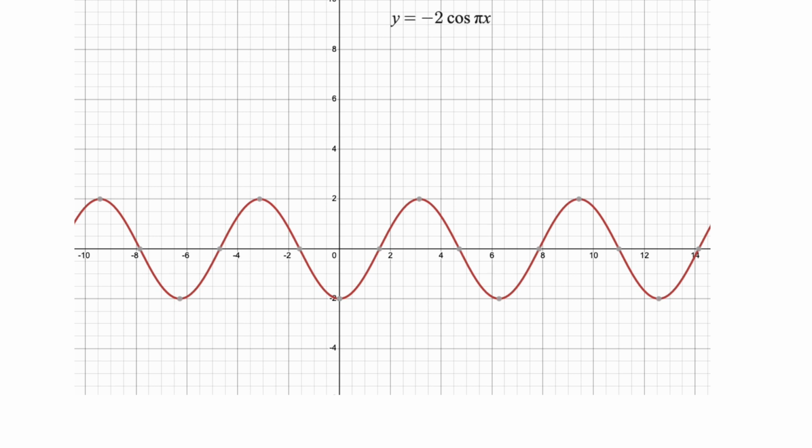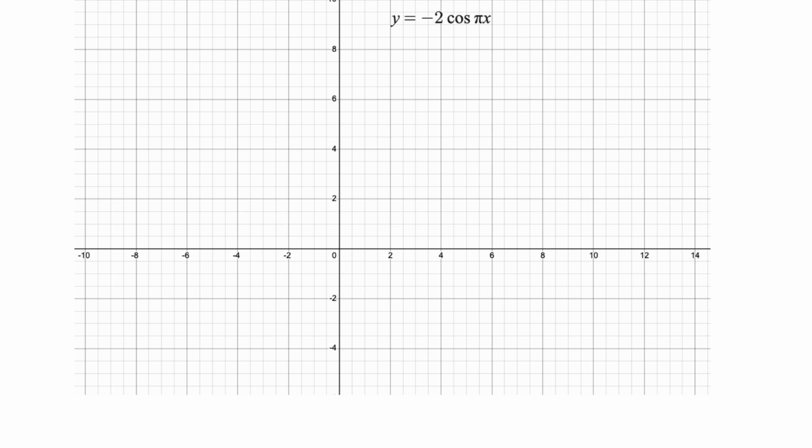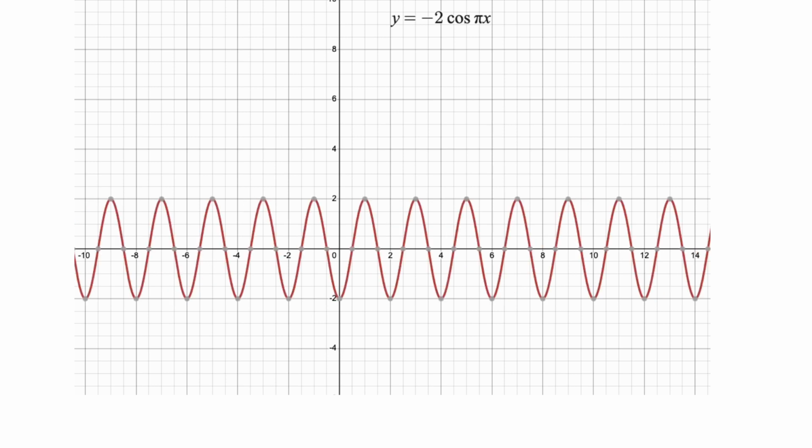So take a moment to think about what that will do to the graph. If you want to pause the video, you may. Okay, so I'm going to go ahead and put the pi in front of x here. Hopefully you guessed that it changes the period by a factor of pi.